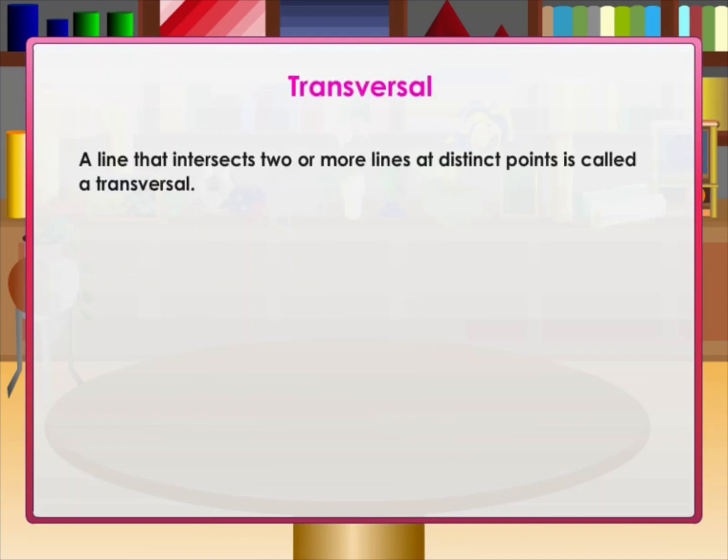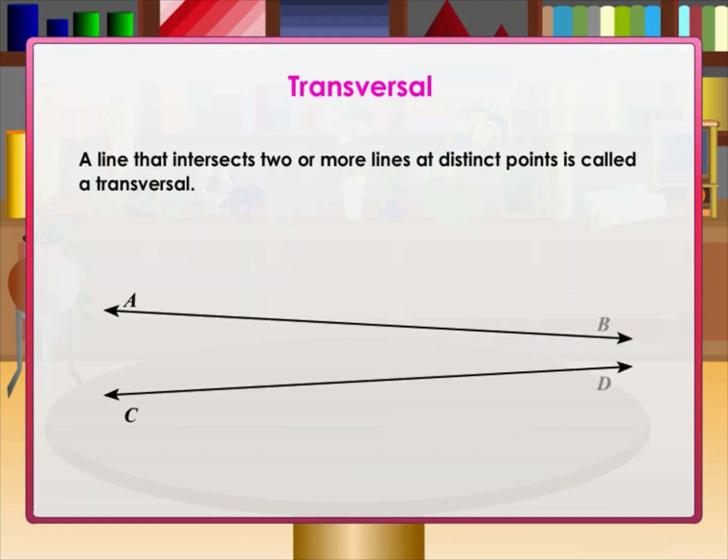Transversal. A line that intersects two or more lines at distinct points is called a transversal. Consider the lines AB and CD. LM is a line intersecting AB and CD at two distinct points, O and P. Therefore, LM is called a transversal.